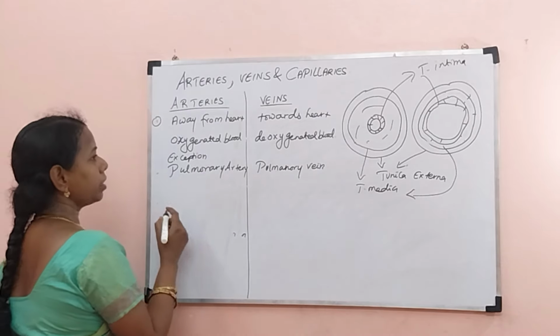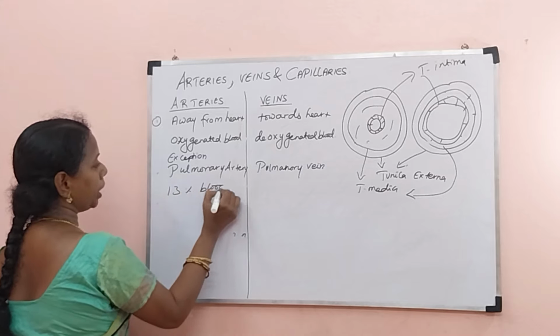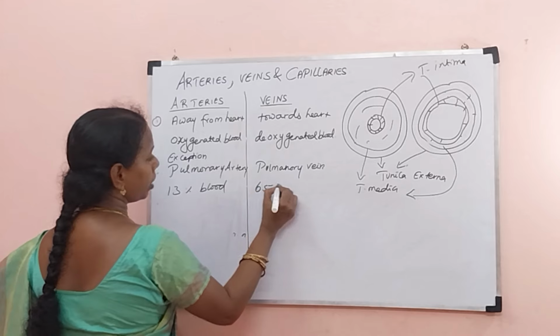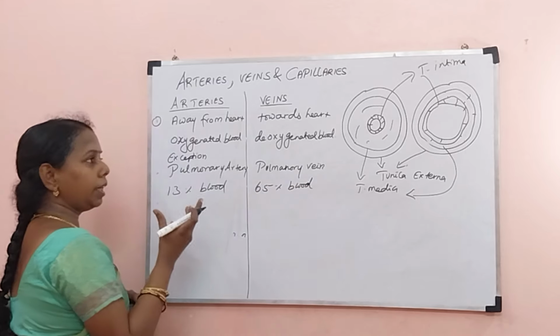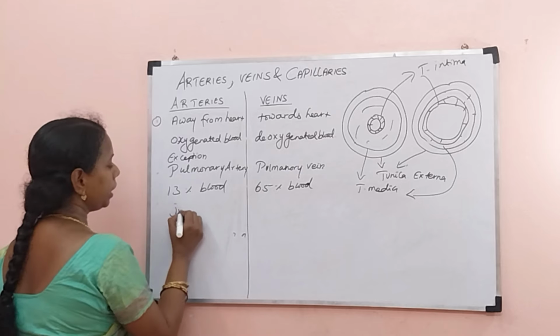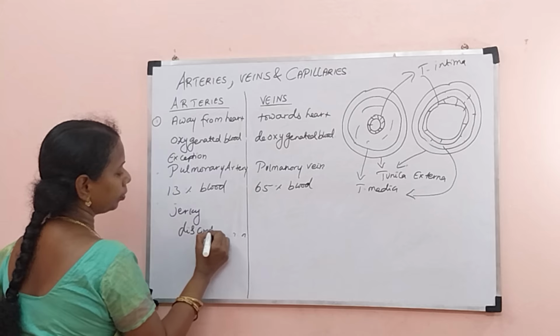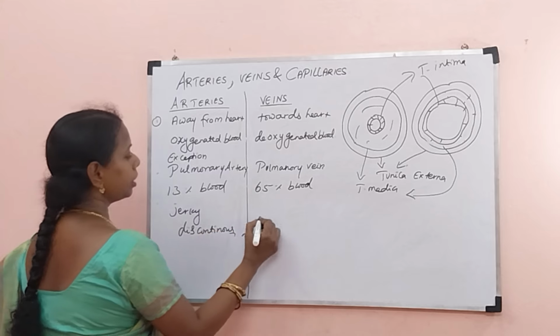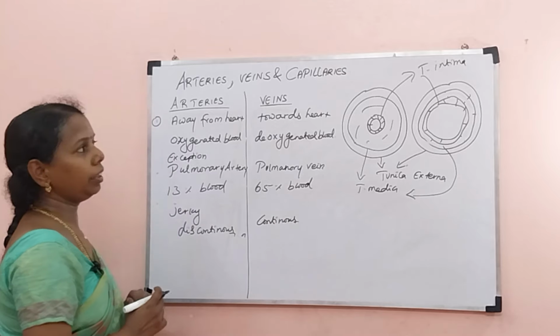Arteries, after conducting blood, will be having only 13% of blood, whereas veins will be having 65% of blood. As the artery is elastic, the flow of blood is jerky and discontinuous. Here in veins, we can find a continuous flow of blood.